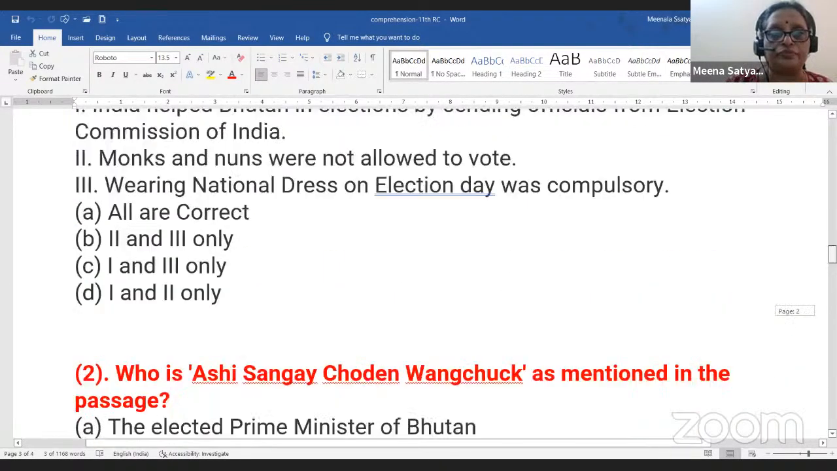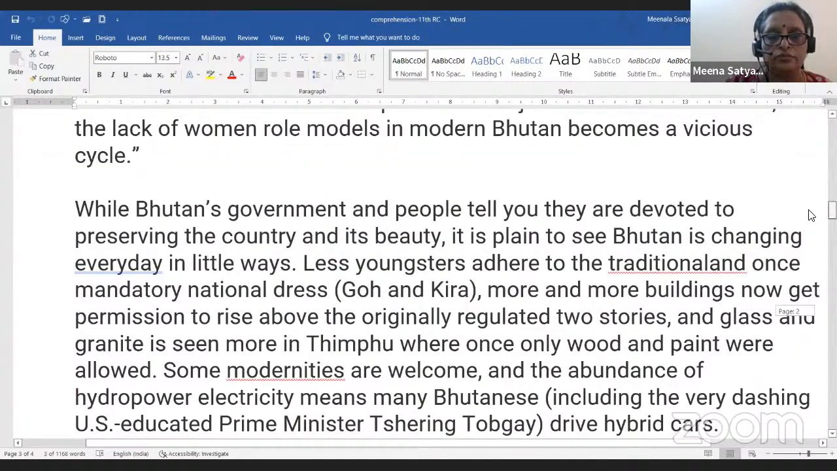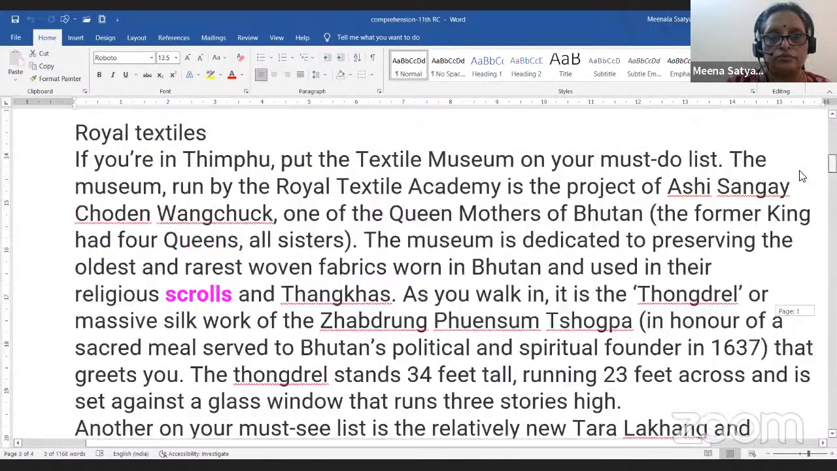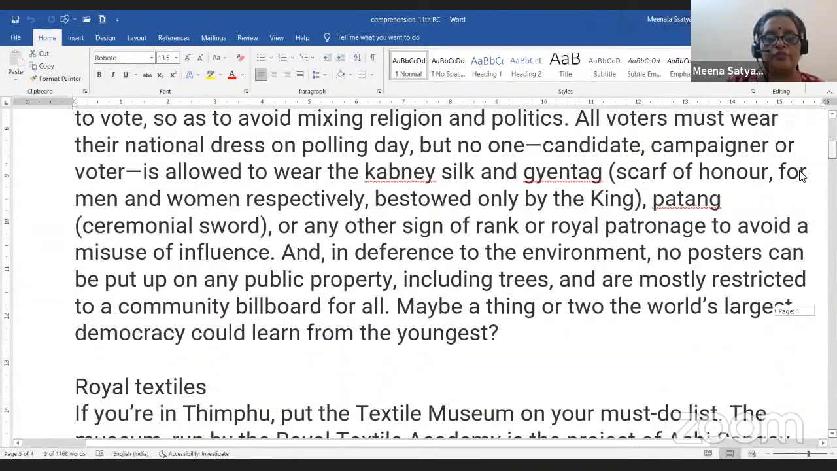So let's move on. All voters must wear the national dress on polling day, but no one, the candidate, the campaigner, the voter, is allowed to wear the kabney silk and the rachu scarf of honor for men and women respectively, bestowed only by the king, or any other sign of rank or royal patronage, to avoid the misuse of influence. The reason they allow only national dress is different. They don't allow any rank or badge because they want to avoid the misuse of influence.